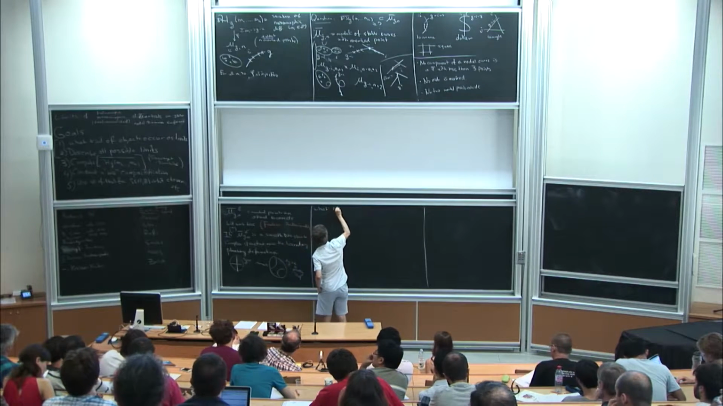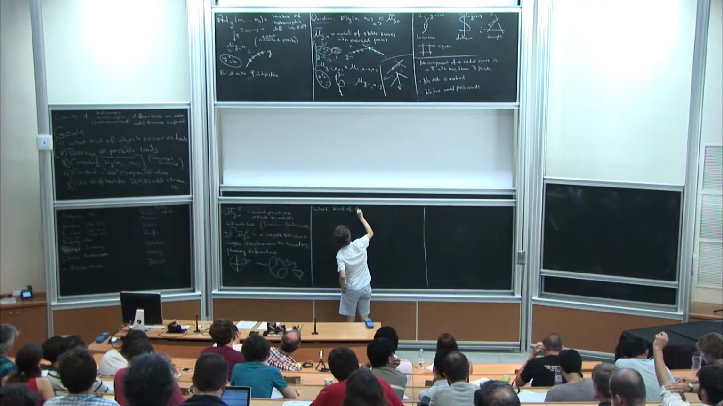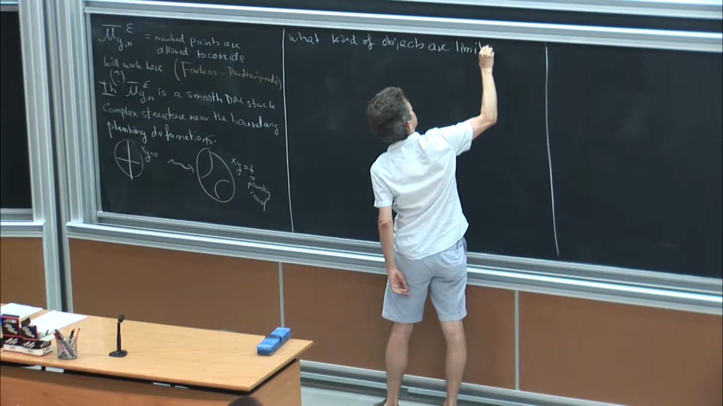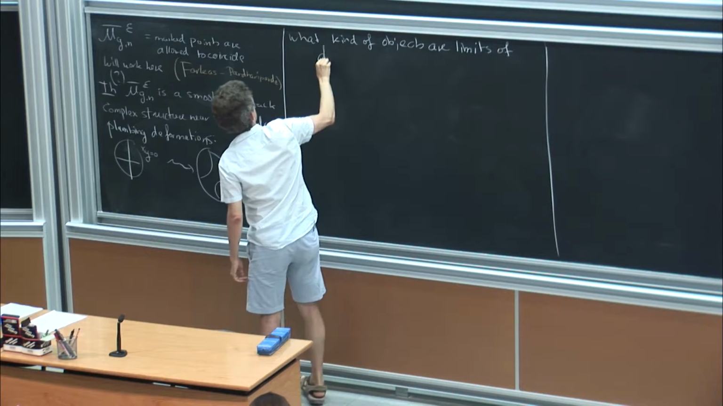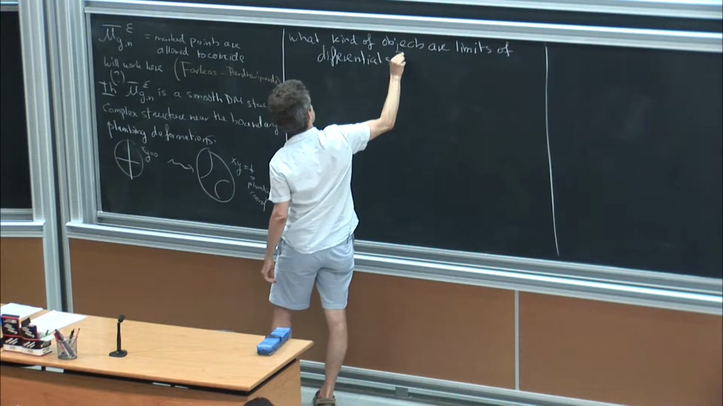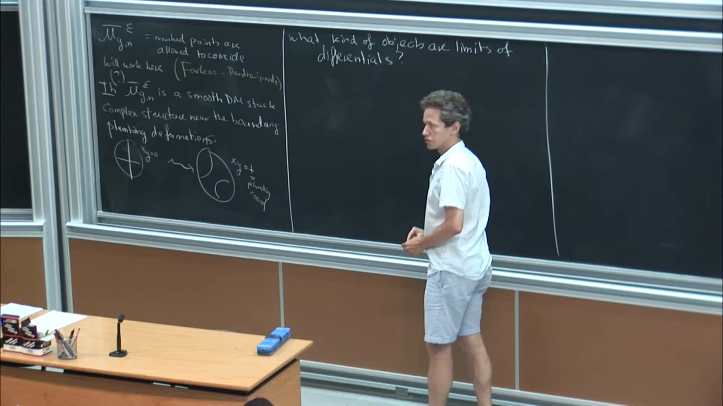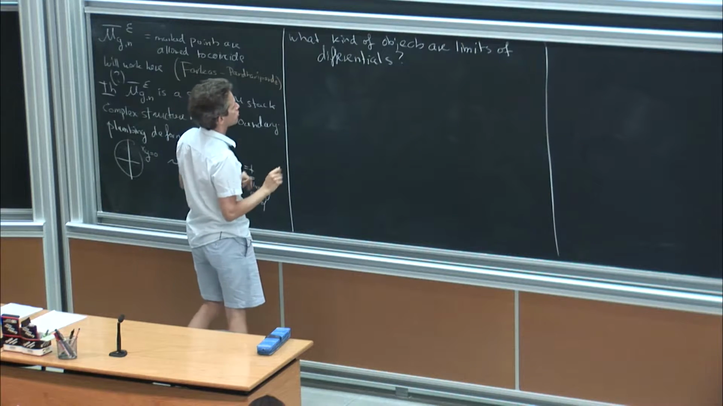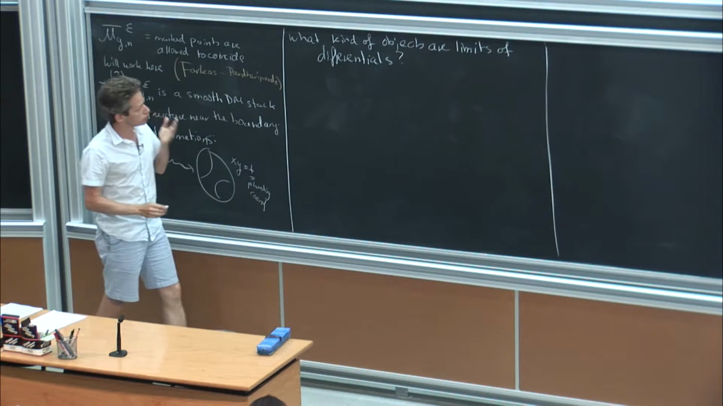What kind of objects are limits of differentials? And I'd like to try to convince you that from the point of view of algebraic geometry, this is clear. This is a priori clear to any algebraic geometer who will think about this. Well, I don't know about any. But this should be rather clear. So what does this mean?